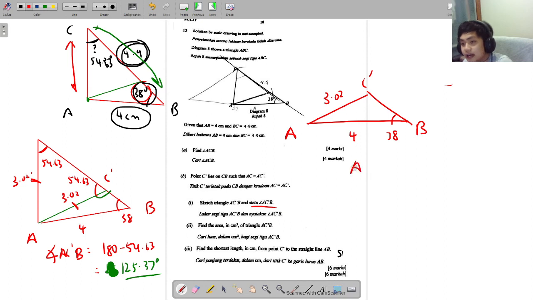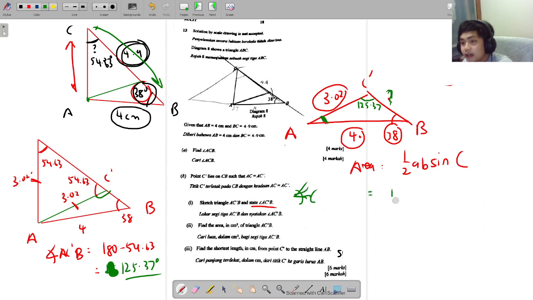Now, if I want to use the formula half AB sine C, if I want to use the angle here, I must use the lengths on either side of it. So I have to be a bit selective with the angle that I use. Since I'm given this length and this length, I can technically use this angle here, because I'm not using the length here, and I do not know what it is either. I can find this angle because I know what this angle was. It was 125.37. So when I use the formula, it will be half AB times AC prime, using the angle of sine C prime AB. I want to use this angle here.